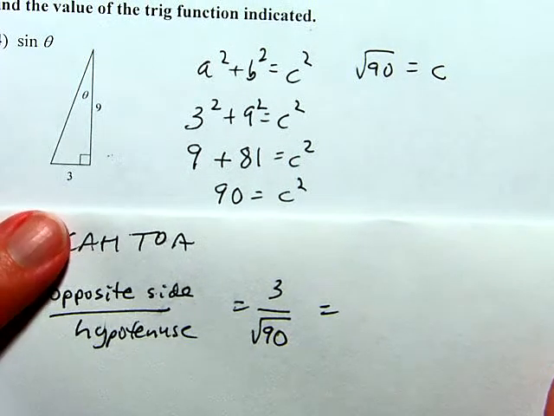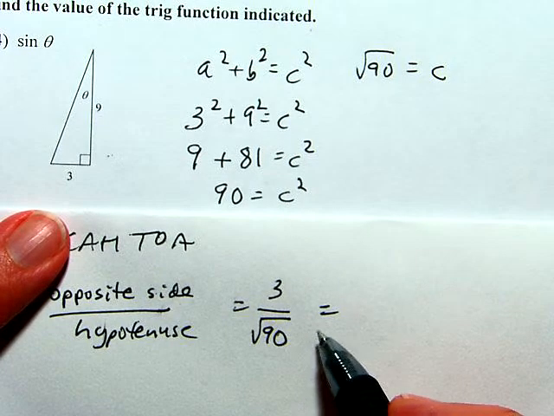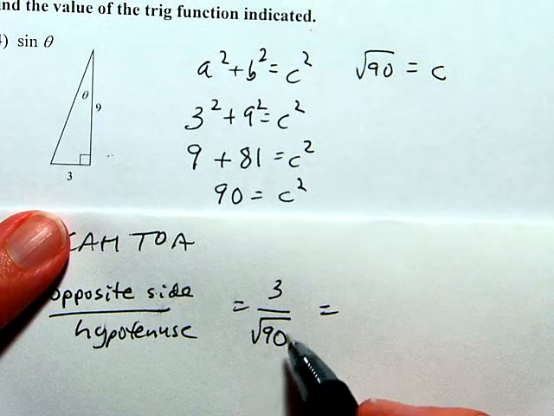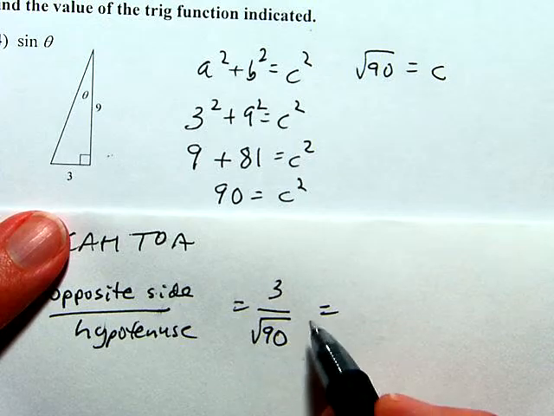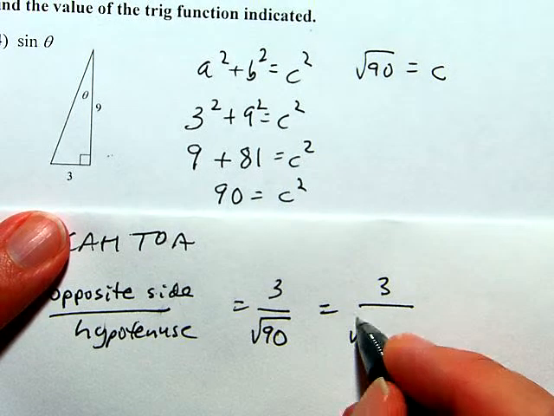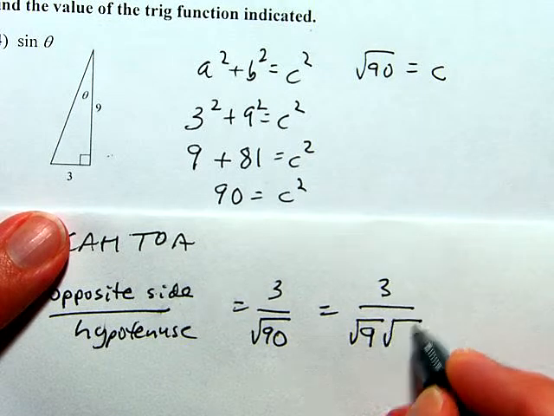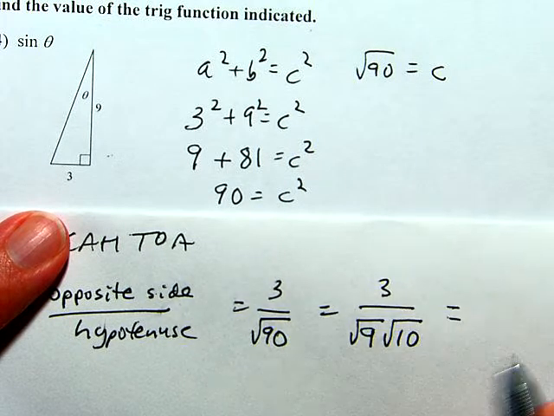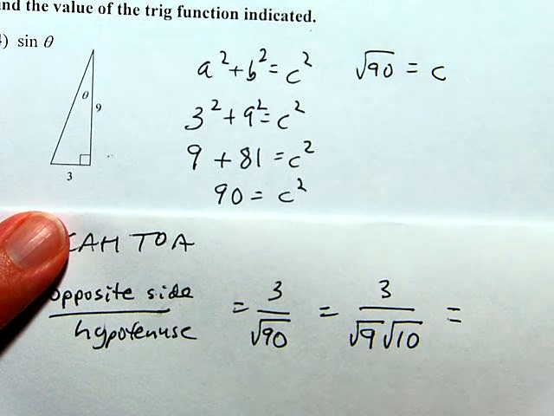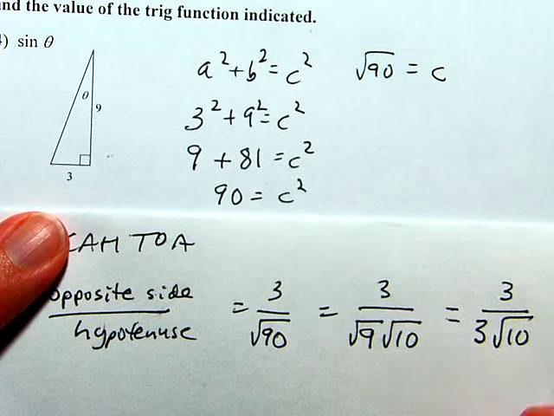Well, we have a radical in the denominator. I think we probably want to not have that. And we may be able to simplify this radical to start with. So we can say that the square root of 90 is the same thing as the square root of 9 times the square root of 10. And we know that the square root of 9 is 3. So this is 3 over 3 times the square root of 10.